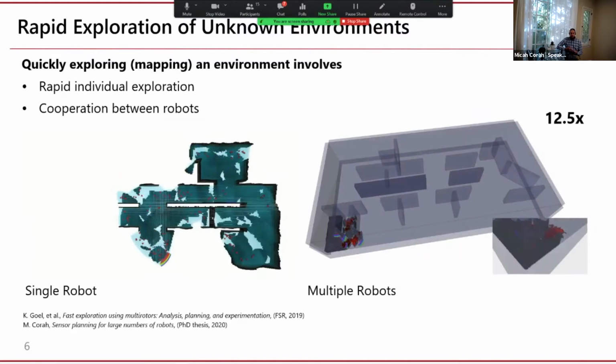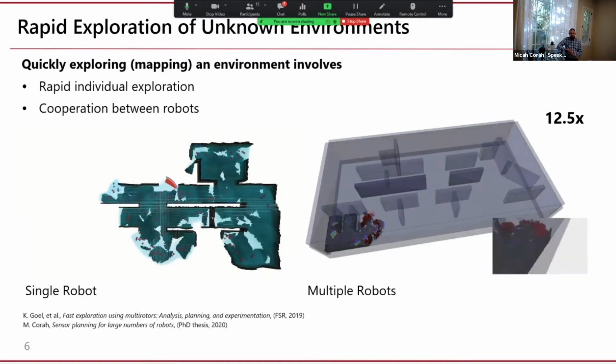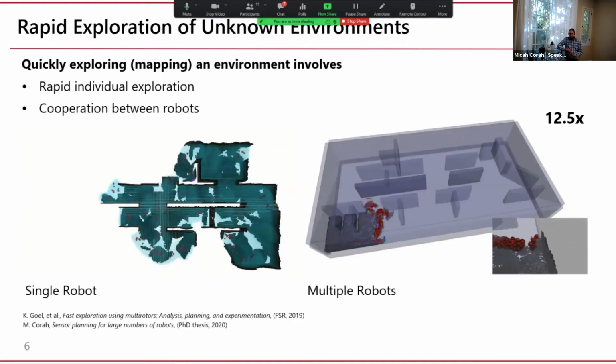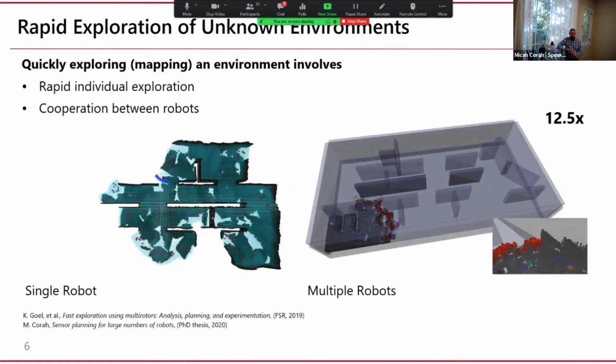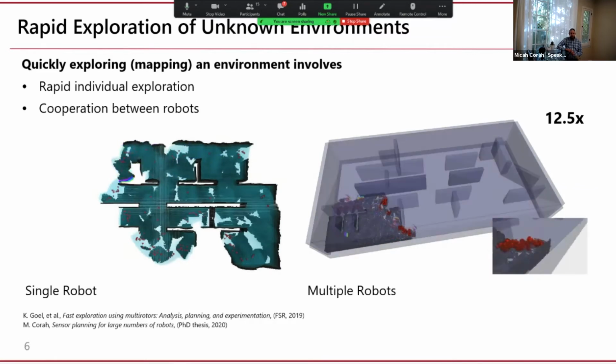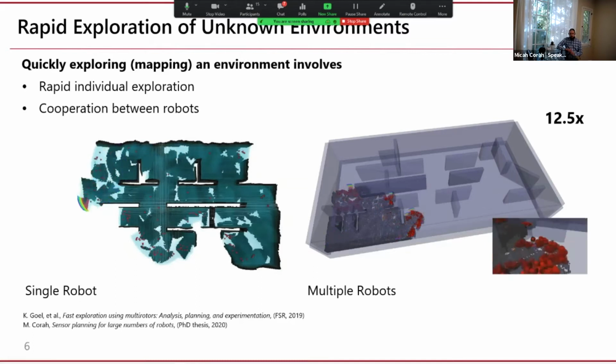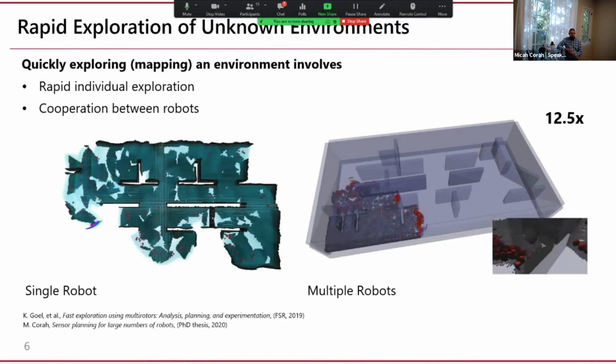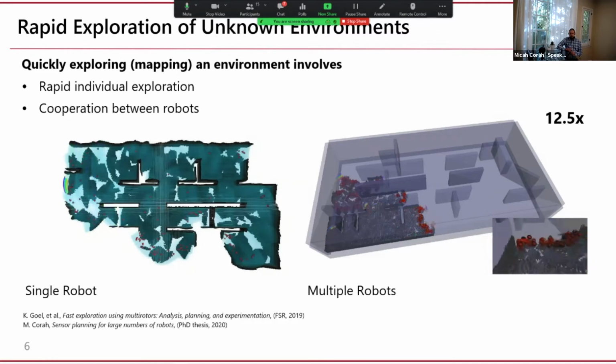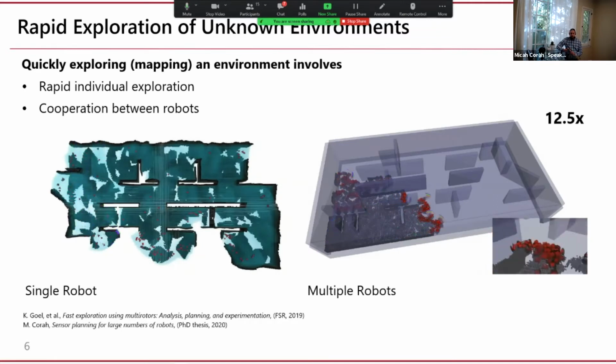Additionally, increasingly large teams of robots can explore an environment more quickly if they are able to cooperate effectively. And this talk will cover both of these aspects of rapid exploration, specifically how to design planners that enable individuals to explore rapidly, and how to augment the resulting single robot planners with methods for multi-robot coordination with provably optimal suboptimality guarantees.